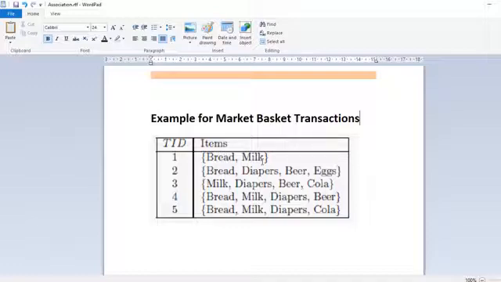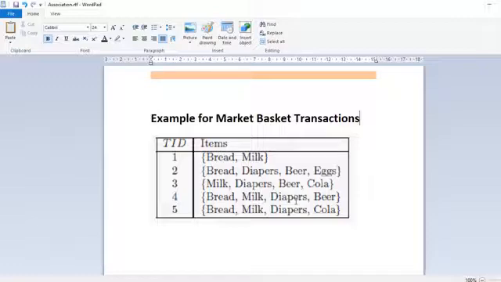So retailers are interested in analyzing the data to learn about the purchasing behavior or purchasing pattern of their customers. Why are they so interested in doing this? They get a lot of valuable information from this, which can be used for marketing promotions, inventory management and CRM, that is the customer relationship management.